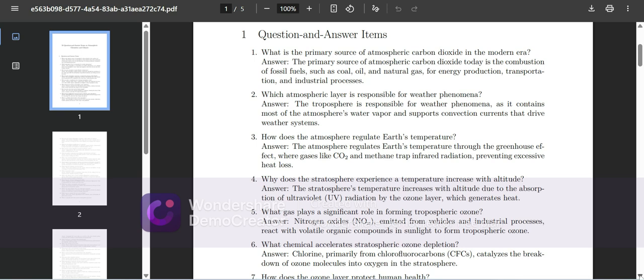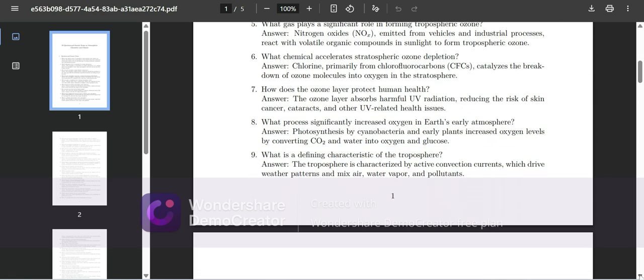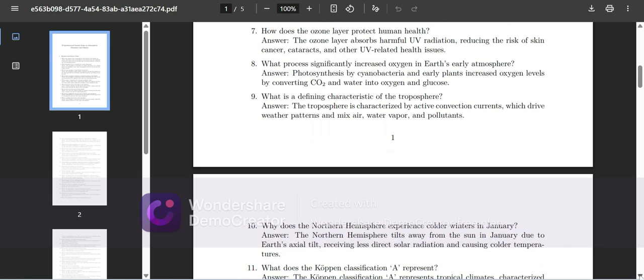What chemical accelerates stratospheric ozone depletion? Chlorine, primarily from chlorofluorocarbons, CFCs, catalyzes the breakdown of ozone molecules into oxygen in the stratosphere. How does the ozone layer protect human health? The ozone layer absorbs harmful UV radiation, reducing the risk of skin cancer, cataracts, and other UV related health issues.